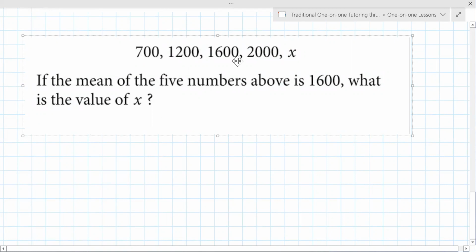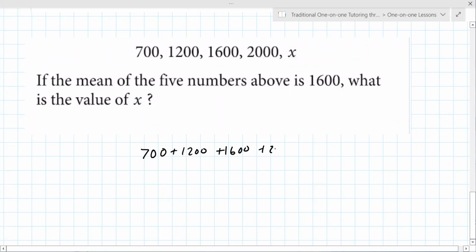algorithm steps. So you would normally do this. You would normally add up 700 plus 1200 plus 1600 plus 2000. And normally you're given this last number. And then you would divide by the number of numbers. So how many numbers are there? 5. There's 5. And this equals 1600.